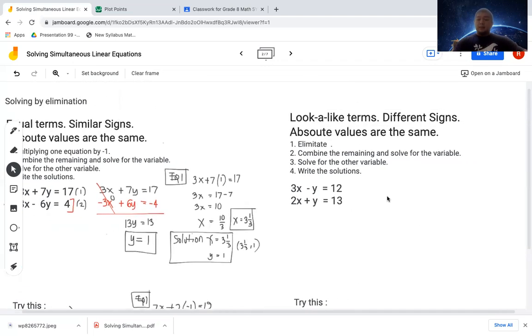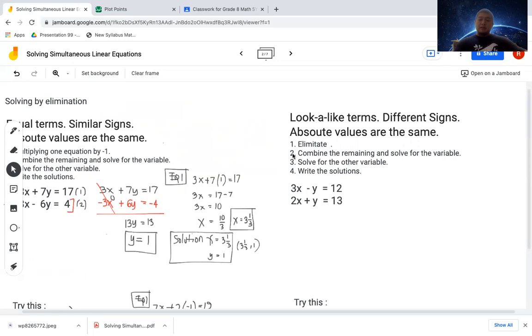Now, in the second part, you will see a pair of variables that look like terms. They look the same, but the signs are different. So meaning to say, when you get the absolute values of these terms, they will go to the same particular answer. Okay, so in here, you will see that the y's look the same, however, the signs are different. So this is what you're going to do.